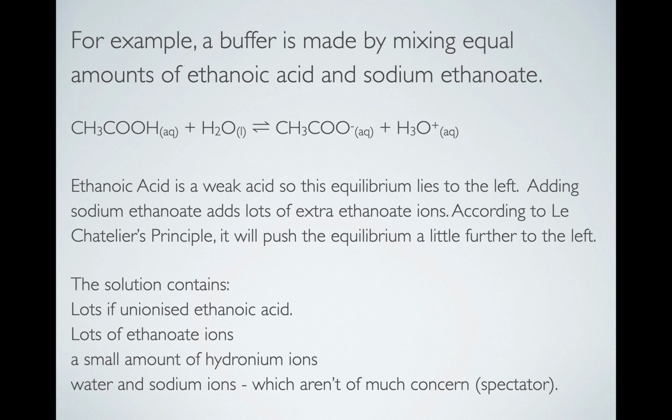So an example of a buffer can be made by mixing equal amounts of ethanoic acid and sodium ethanoate. Look at my equilibrium reaction there. I've got ethanoic acid and water, and the ethanoate ion and hydronium on the right. If I put more ethanoate in there, I get what's called a buffer. Ethanoic acid is a weak acid, so the equilibrium lies very far to the left. Not much ethanoate is formed, but if I add more ethanoate ions, it will push it a little bit more to the left, but it will also now be a buffer.